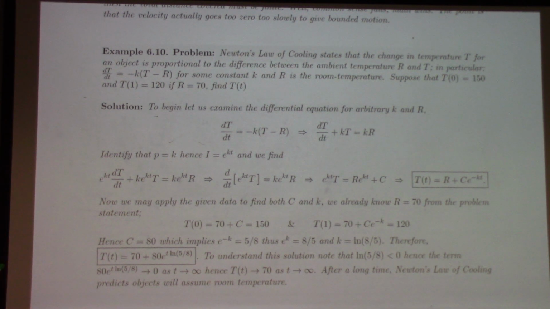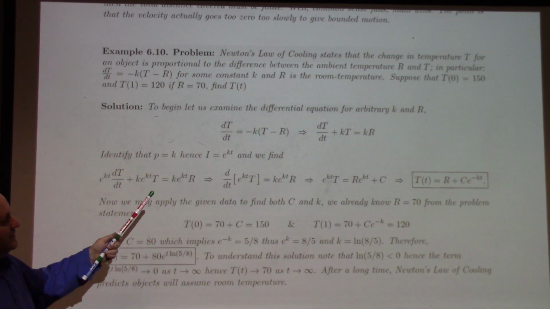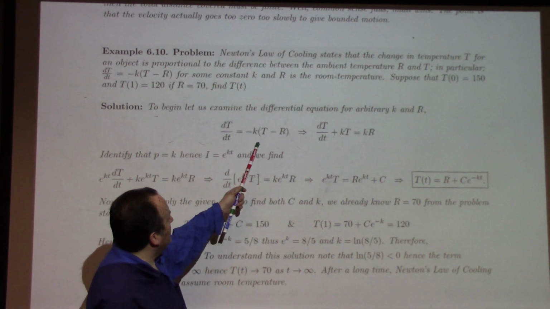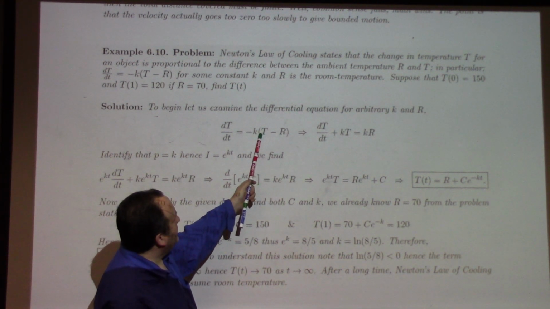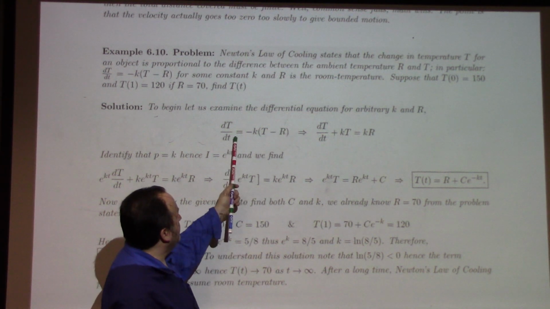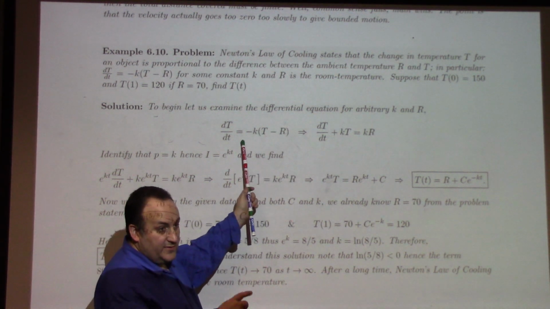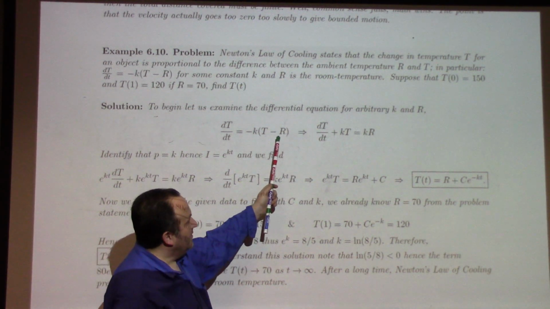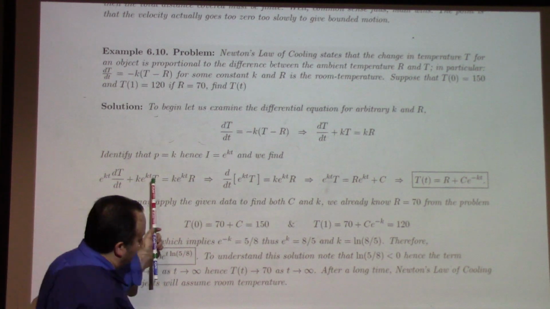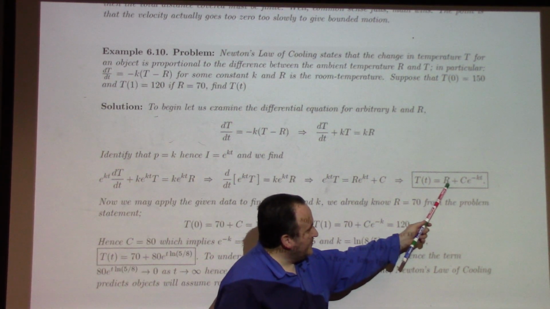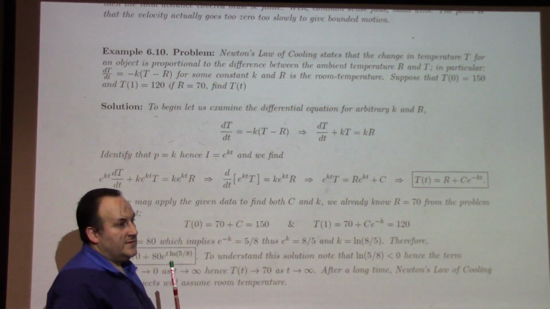But otherwise, this is an example of one where you could do either separation of variables or integrating factor. Because if you look at this, that's a constant, right? So you could solve this for dT over T minus R, which is an integral you can do, and minus k dt you could do, right? So this one you could use either method, truth be told. But if you do the integrating factor method, you get this as your solution: the temperature as a function of time is the room temperature plus a constant times e to the minus kt.